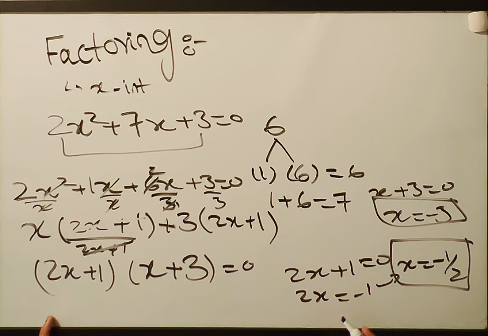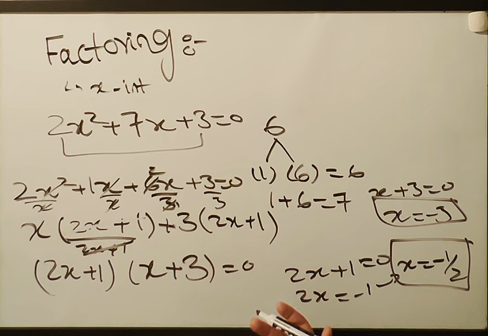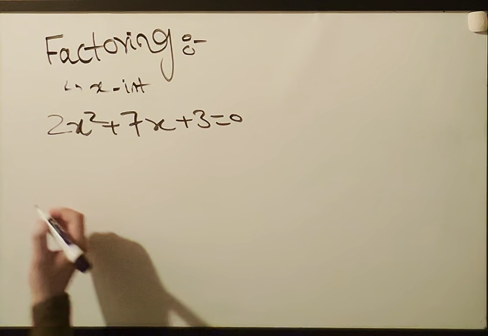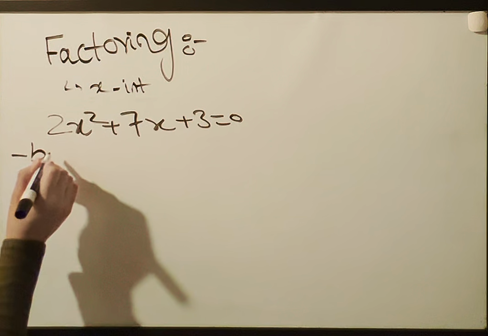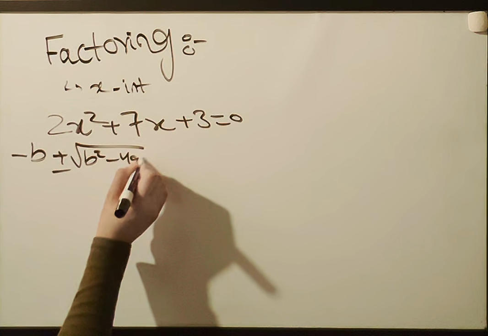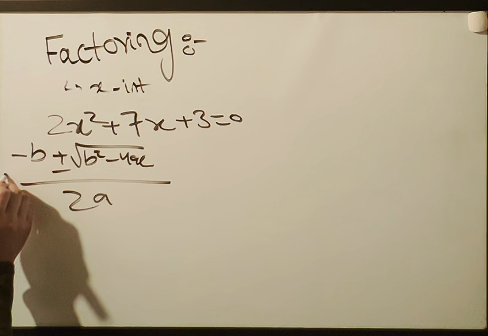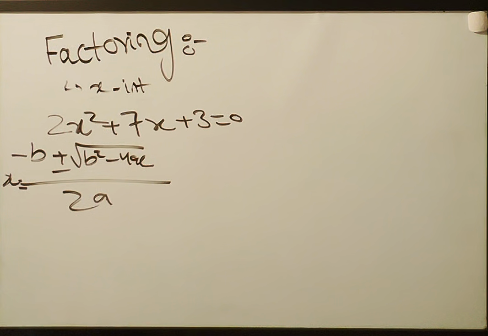This might be an easy thing for some people to do, but some people might think that this is a really complicated way of doing this. But again, you can always use the quadratic formula to give you the same answer, and we will do that in this video. Again, I'm using negative b plus or minus the square root of b squared minus 4ac, divided by 2a. And this is x is equal to.